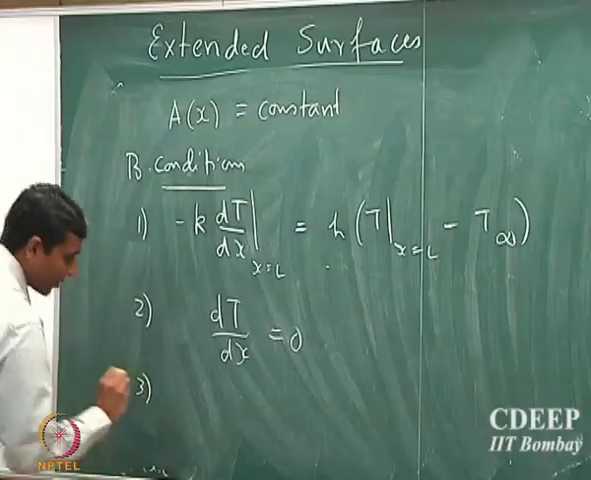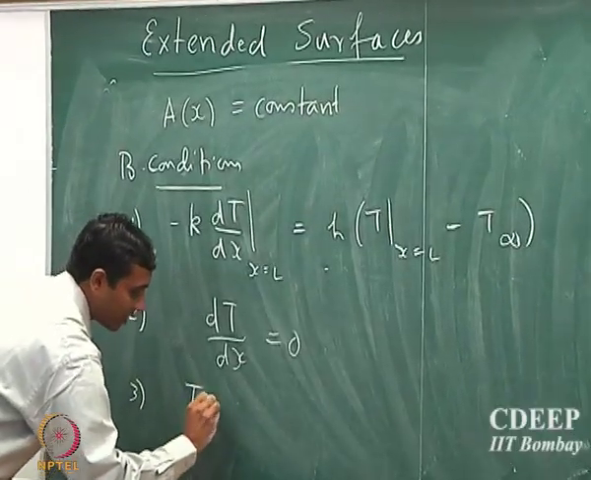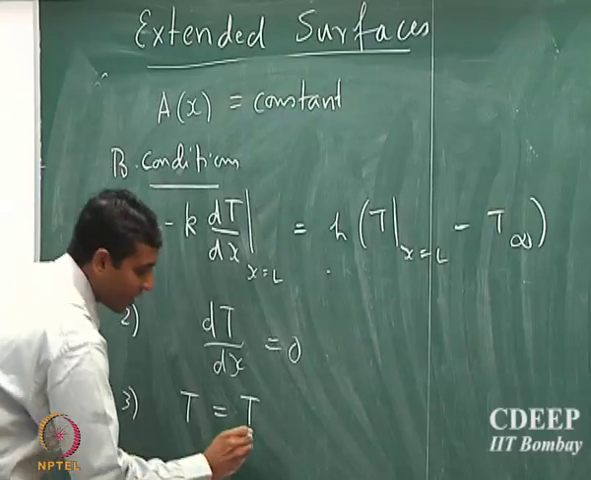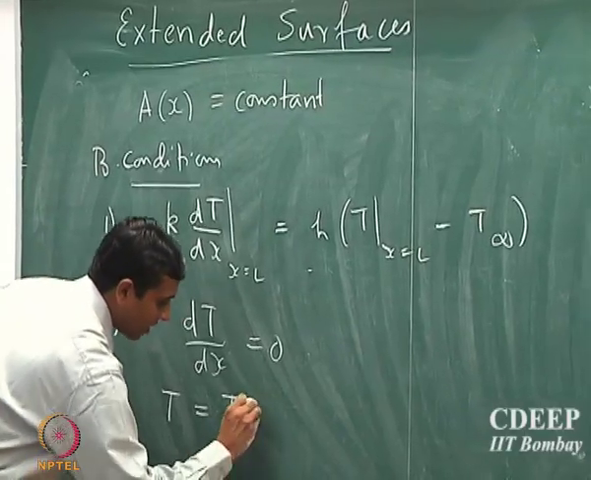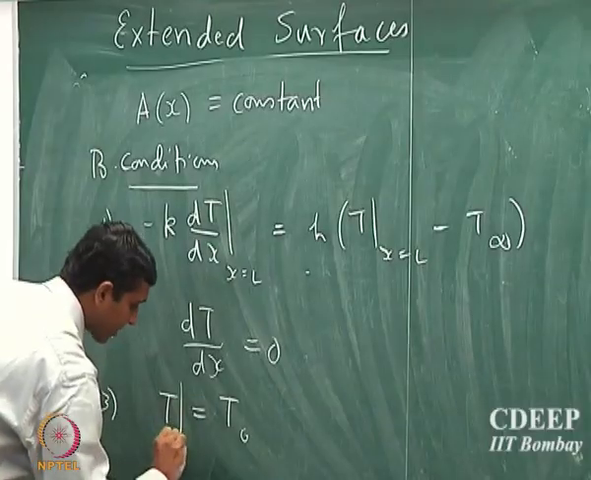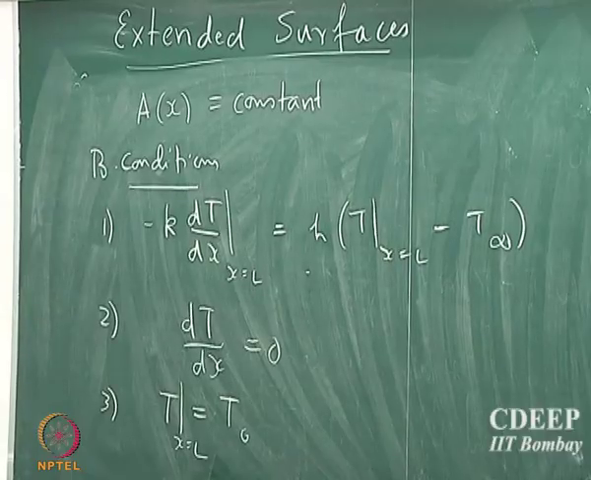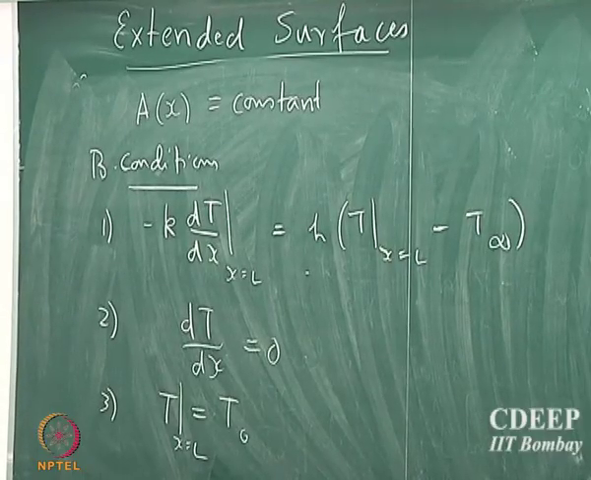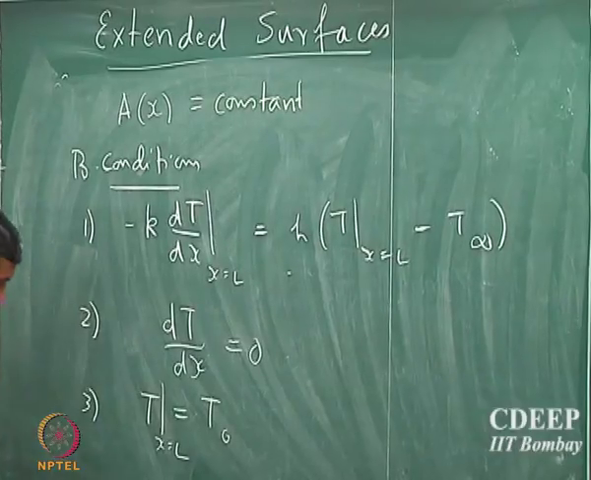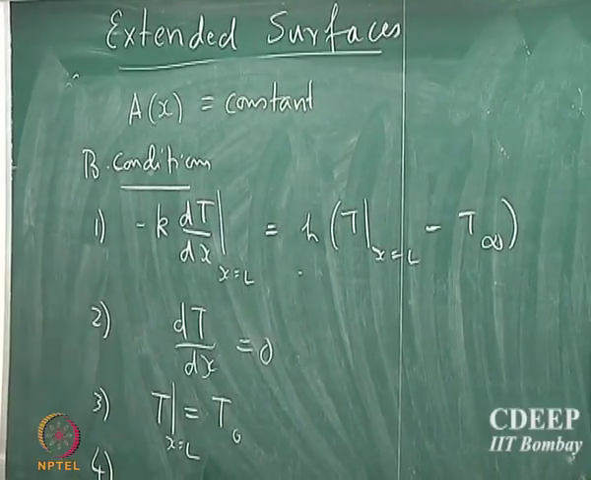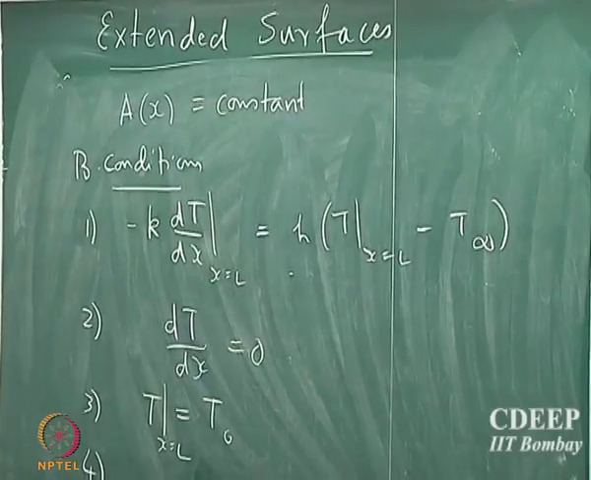And then the third one is you could impose a constant boundary condition. This is very unlikely, but just for a hypothetical case you can assume that T at x equal to L is some constant temperature. There are some examples, but there are not that many. And the fourth one is generally used for some standardization purposes.